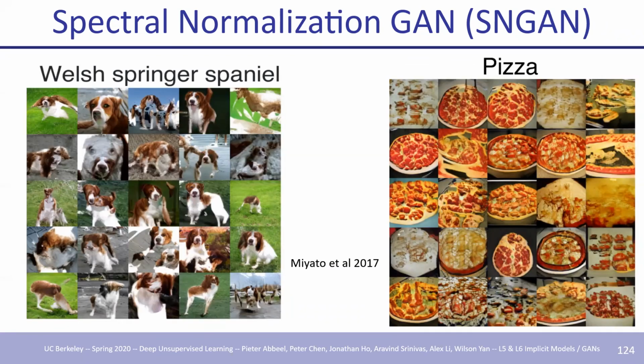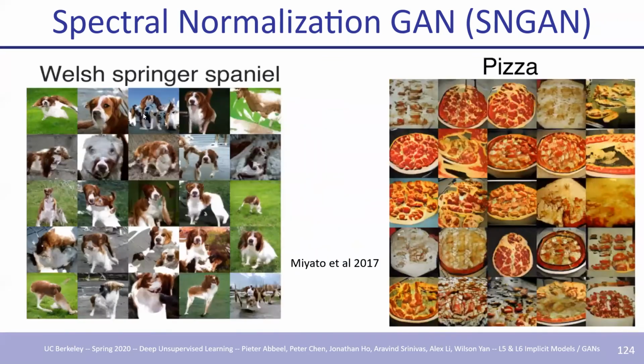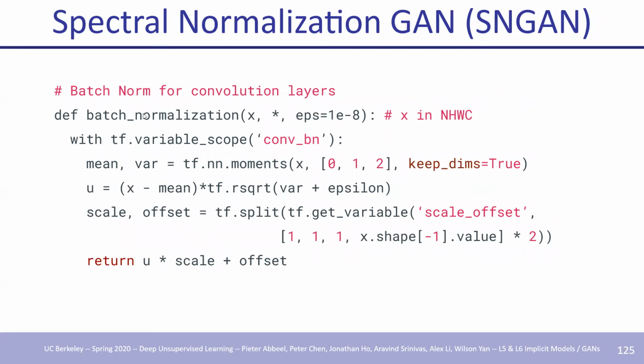Basically, this works pretty well. They've generated all the dogs and pizza for it. But how do we normalize convolution matrices?